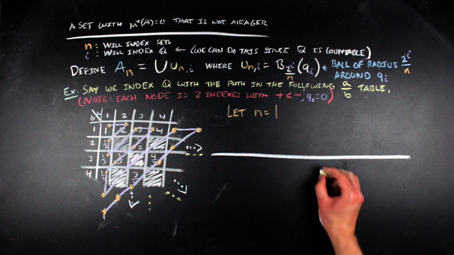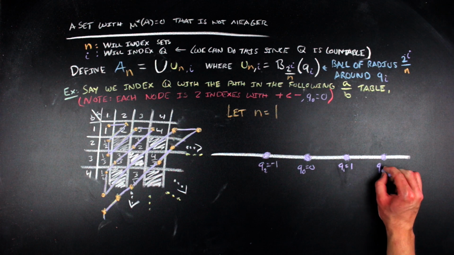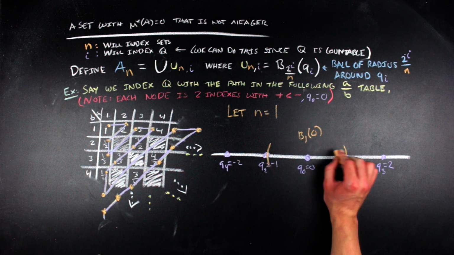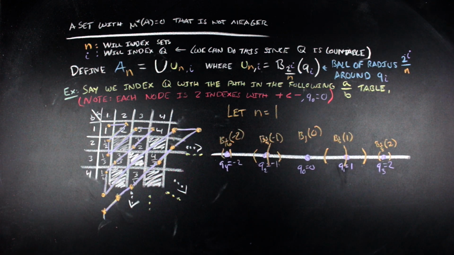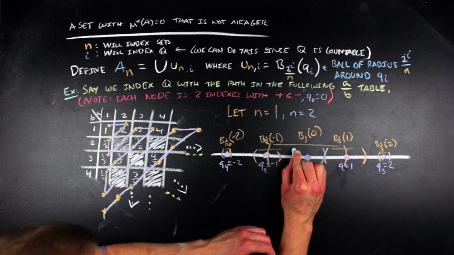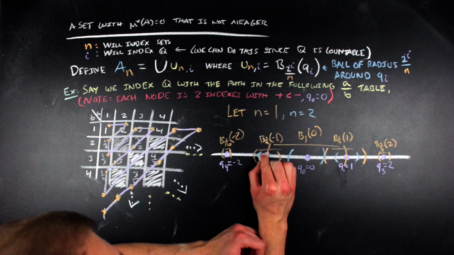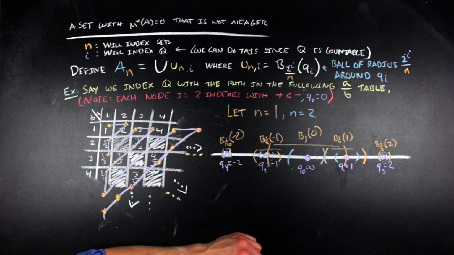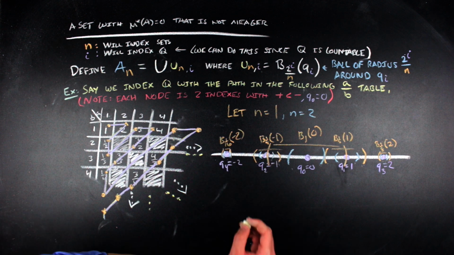So to give some intuition about what this set looks like, I'm going to go ahead and draw out what the first 5 U_n,i are in the n equals 1 case, and then again in the n equals 2 case. And so this is a really bonkers construction. It looks like everything's just going to go to just the rational numbers, and that's all you're going to get. But that's not what happens.